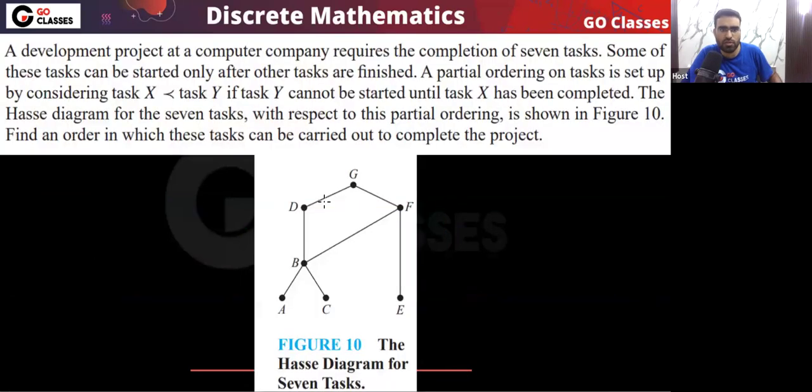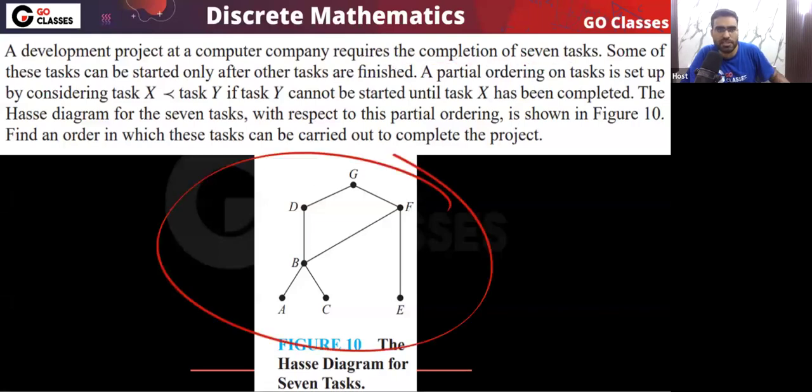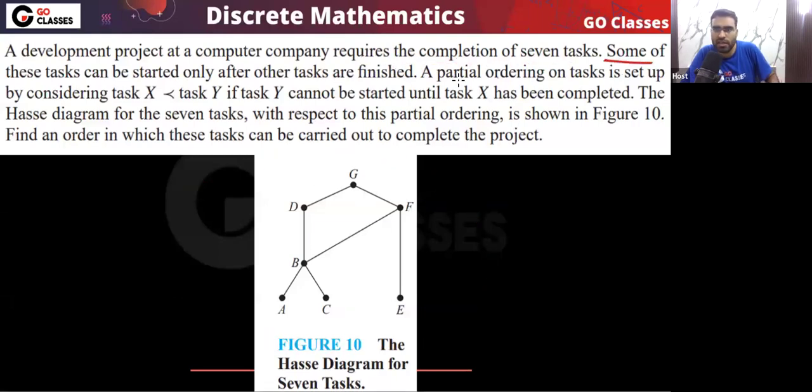Now let's move on. This is a question from the Kenneth Rosen book. Very simple. You can read this question. Let me read it. There is a project in a company that requires the completion of 7 tasks. You need to complete these 7 tasks. The question is saying some of these tasks can be done only after finishing other tasks.